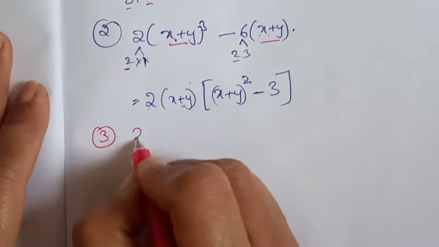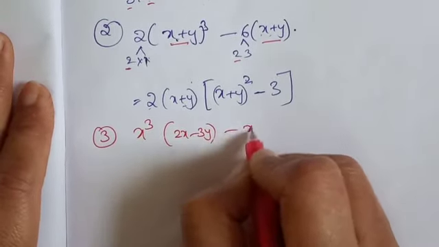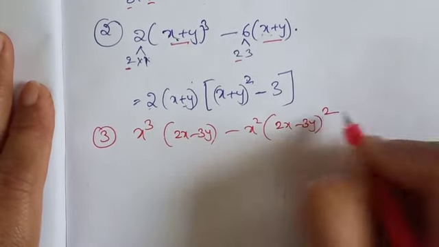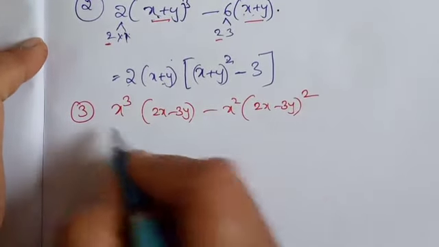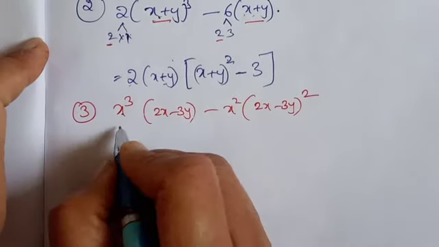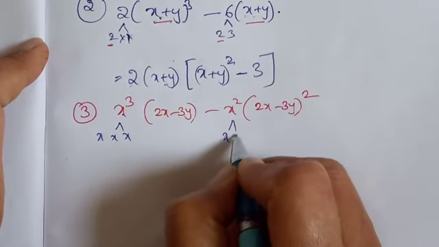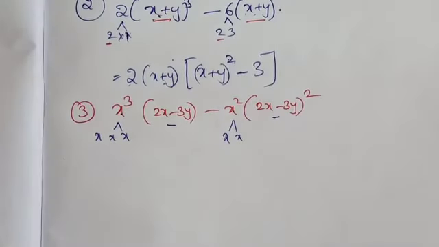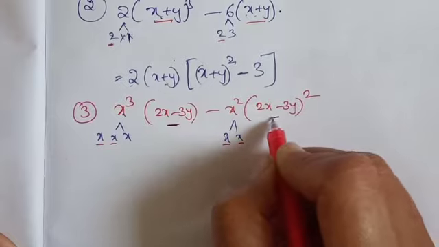Next question, third question: x cube (2x minus 3y) minus x square (2x minus 3y) whole square. Now here again, children, x cube and x square, we can split: here x into x square, here also x into x. And binomials, it is better you take them directly. Now I am taking x square and (2x minus 3y).